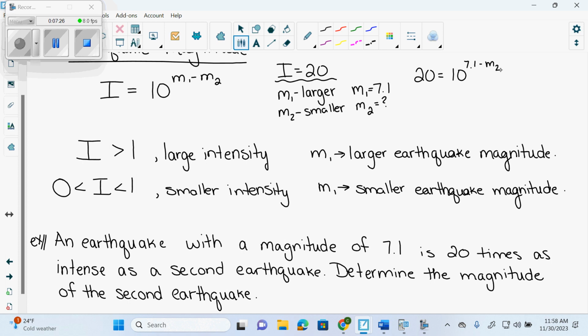Now, I need to get an exponent down. The only way I can do that, there's two ways. Common base. Can I common base it? Between 10 and 20, is there a common base?